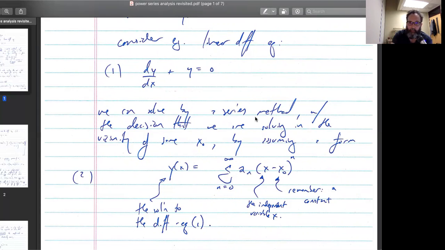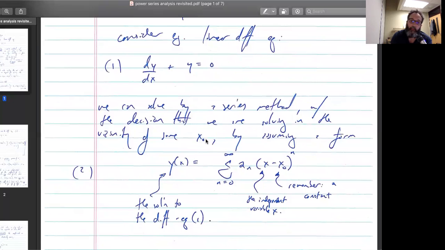With the decision that we are solving in the vicinity of some x naught. Okay, so we're going to solve this differential equation problem around some point x naught, not just, in general, but in some specific neighborhood.